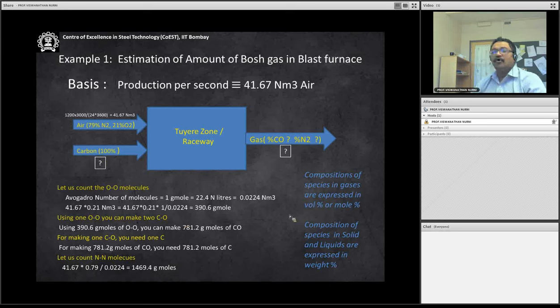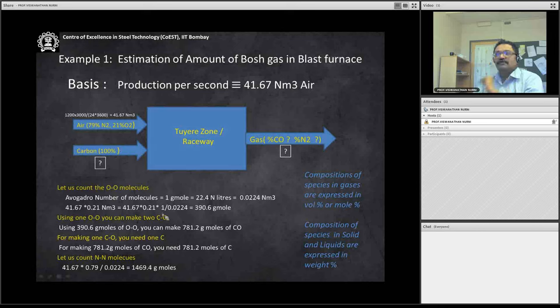So let us count the O2 molecules. That means O2 packets. How many packets? So we know that it is 41.67 normal meter cube. Out of that, 21% is our oxygen packet or O2 molecule. We also know that 1 gram mole of a gas occupies 22.4 normal liters or 0.0224 normal meter cube. So hence, I can correspondingly convert, and that corresponds to 390.6 gram moles of O2 molecule. And using one O2 molecule, you can produce two CO molecules, because there are two O's. So you can make two packets of CO. So if you have 390.6 gram moles of O2, that much Avogadro number of O2, you can make twice the amount using this.